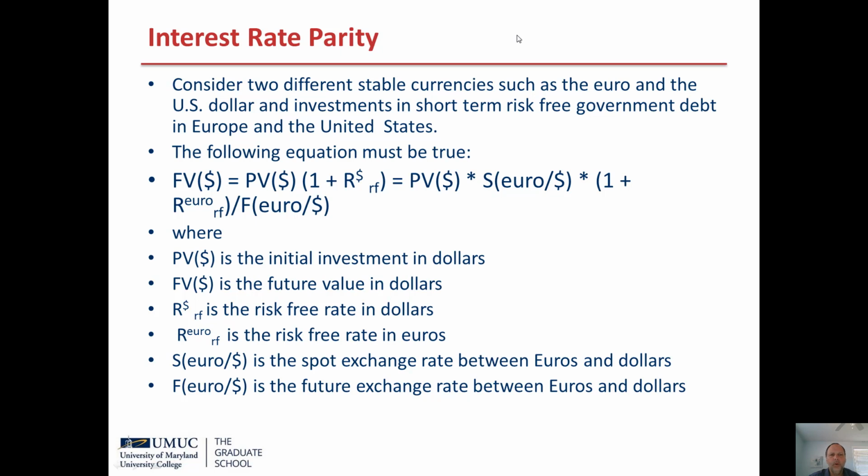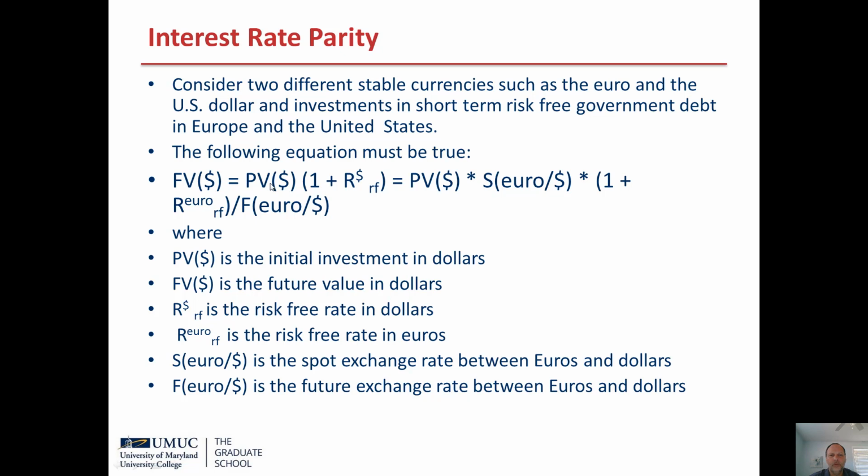One of the most important topics when discussing international financial management is interest rate parity. The idea behind interest rate parity is if this formula is not correct, then investors, hedgers, speculators can move money around the world and make a profit without taking on any risk. So we consider two different stable currencies, in this example, the euro and the dollar, and their investments in short-term risk-free government debt. So the government debt is risk-free, so this formula should have to equal this formula.